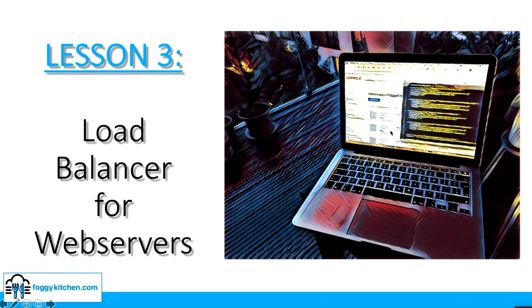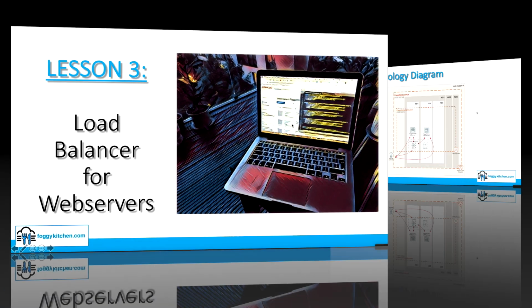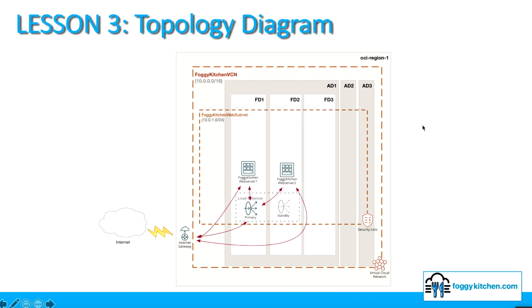Let's go to the topology diagram to verify what new parts I have added. Okay, this is the topology diagram for lesson 3. As you can see, we are following the concept of a single AD region, and we are using fault domains to spread the servers inside one AD, right? On the other hand, we still have two web servers, right? And the only thing which has been added is a load balancer.